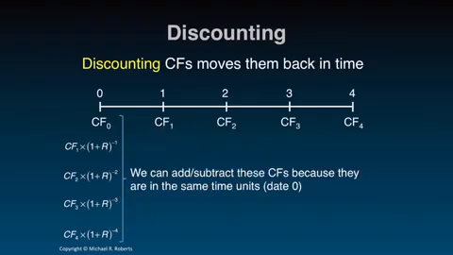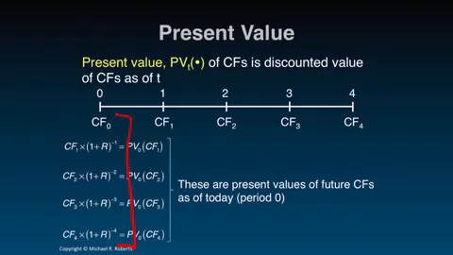Once I've discounted each cash flow back to today, I can add all of these numbers. They're all in the same time units, namely date 0 units. Let's get rid of this mess. These values of the future cash flows as of today are called present values.